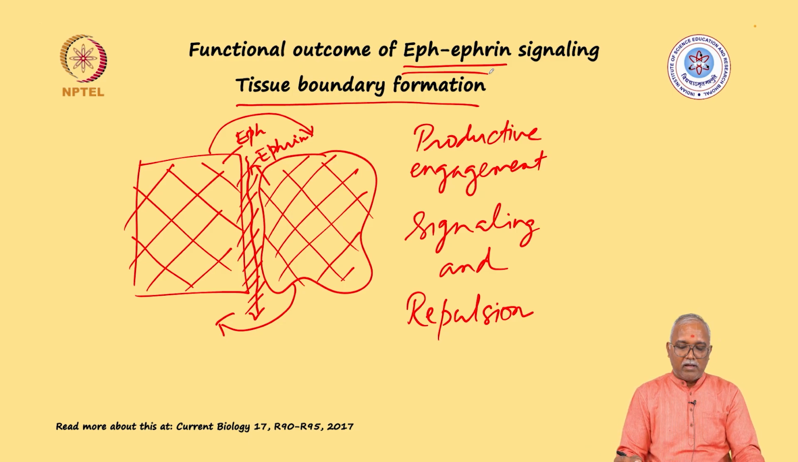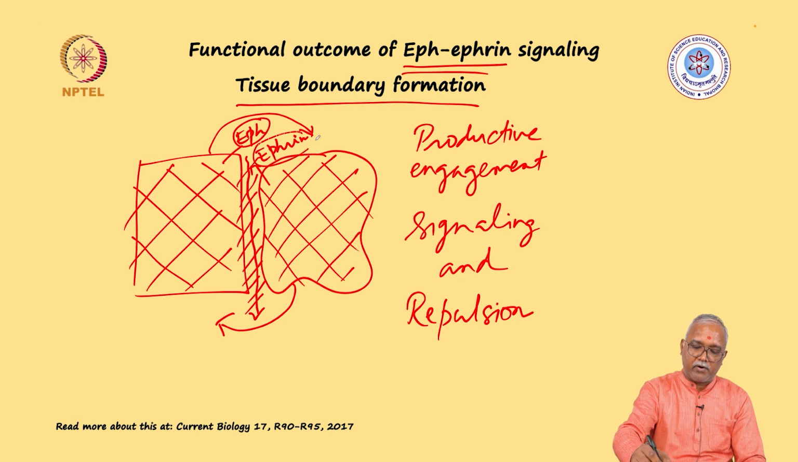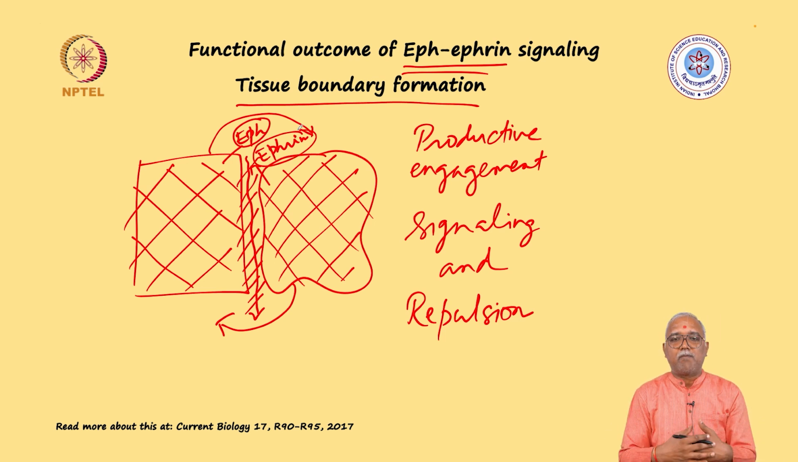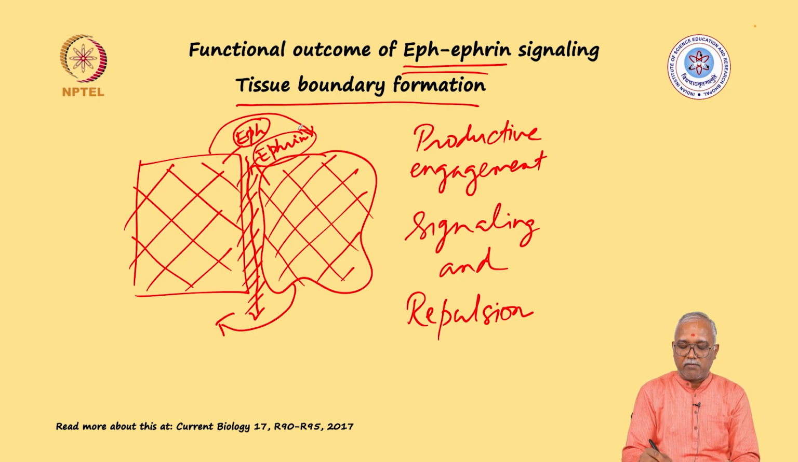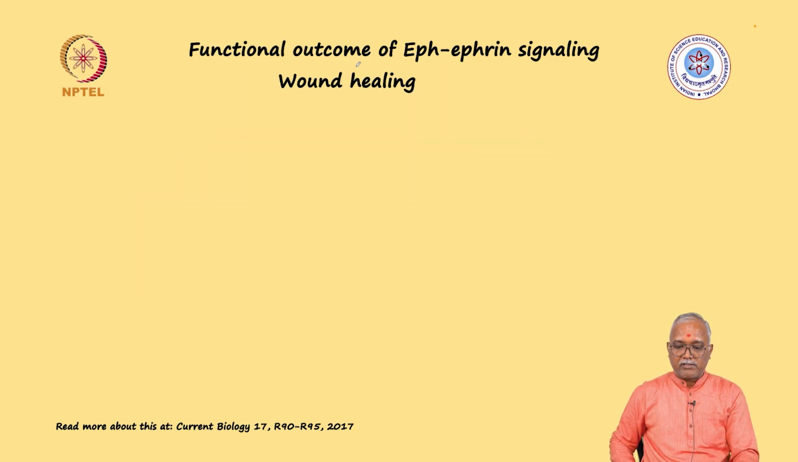Here we need not mention which type of EPH or which type of Ephrin, because it will vary from tissue to tissue type. But remember that productive engagement of EPH and Ephrin signaling contributes to tissue boundary formation. Let's take another example, wound healing, which I just told you about.